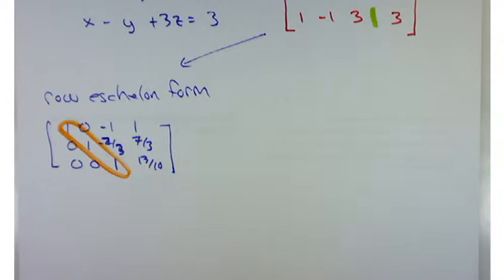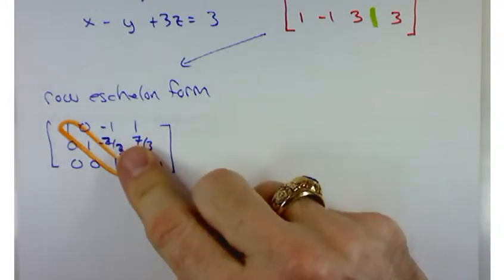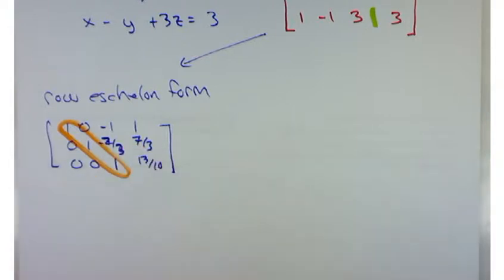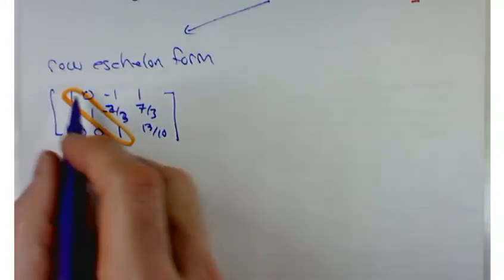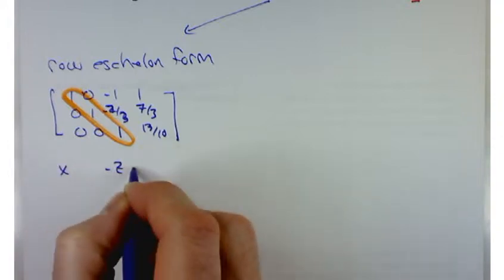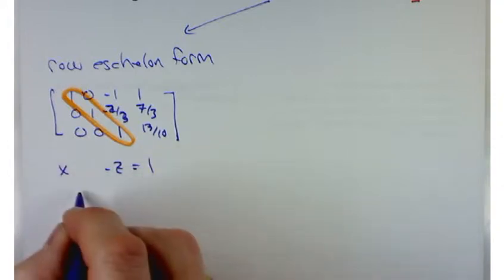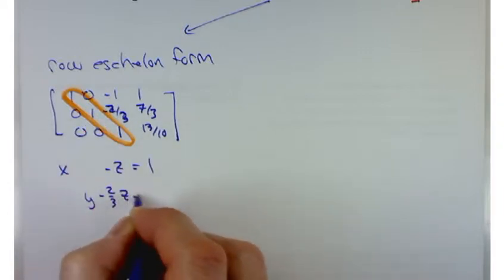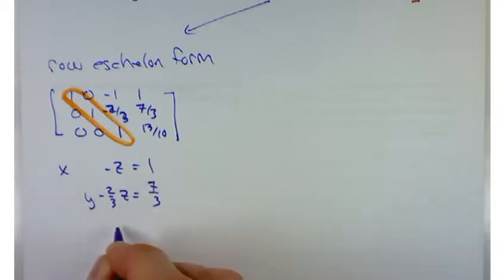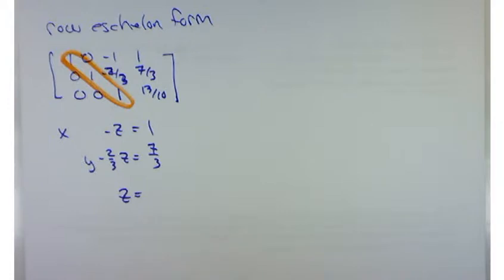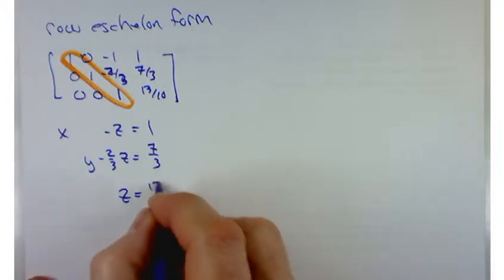So if by some magic we were able to put things in row echelon form here, then solving this system of equations wouldn't be too bad. In fact, let's write down what this system of equations would be. So the first one would be x minus z equals 1. Second equation would be y minus 2/3 z equals 7/3. How about the last equation? Good. Z equals 13 over 10.